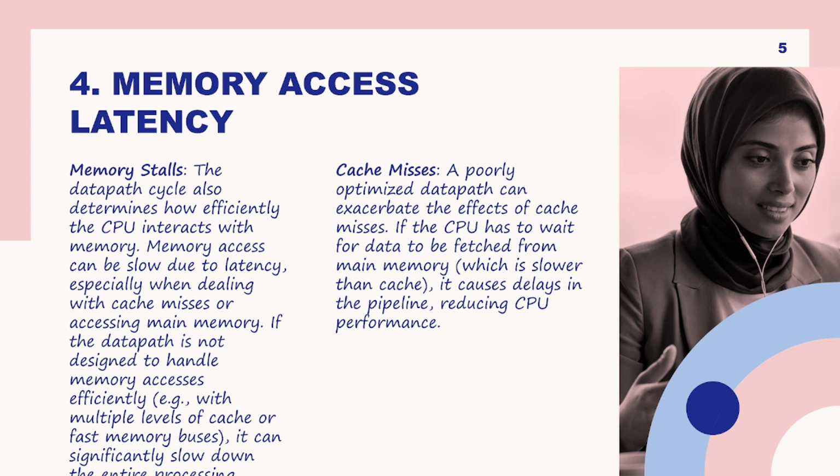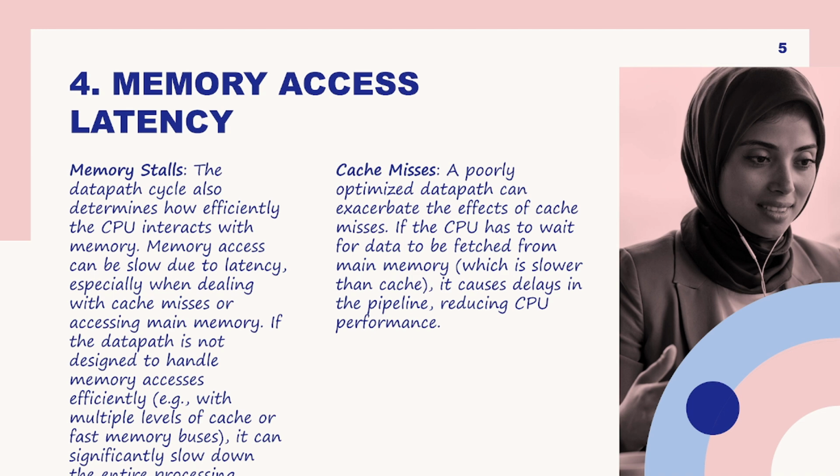This presentation. Okay, so if the CPU has to wait for data to be fetched from the main memory, which is slower than cache, it also delays the pipelining and reduces CPU performance. So if you have any questions, I can make a second video on this, so you can just leave a comment or anything.